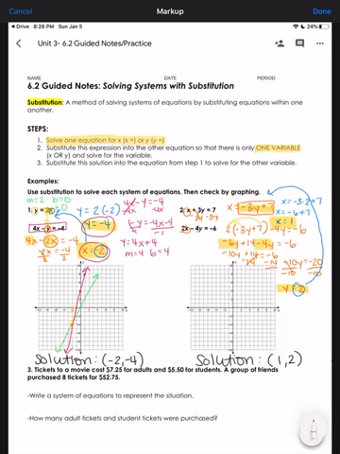So I want to break down the information that was given to me. Tickets cost $7.25 for adults and $5.50 for students. A group of friends purchased 8 tickets for $52.75. If I'm writing a system of equations, that means I want to come up with more than one equation, because I'm solving for two things, adult tickets and student tickets. They're not telling me, oh, 5 adult tickets were purchased. I have to actually figure that out, and how many student tickets.